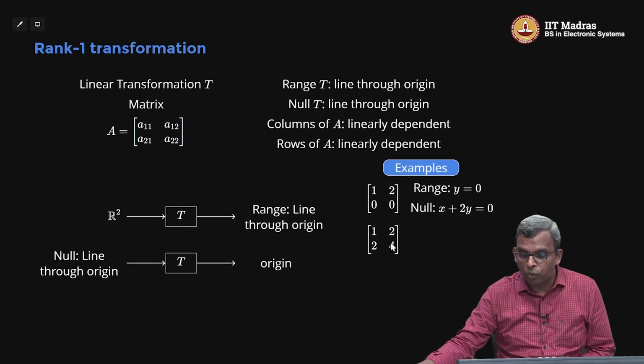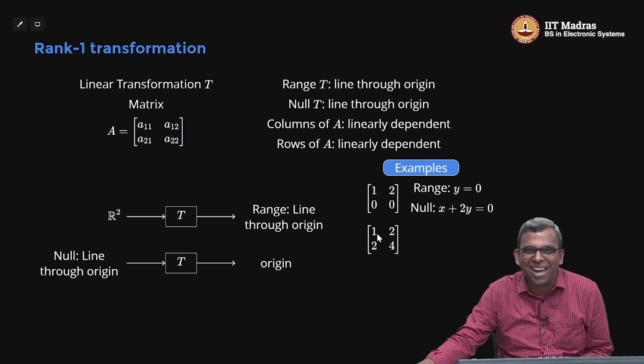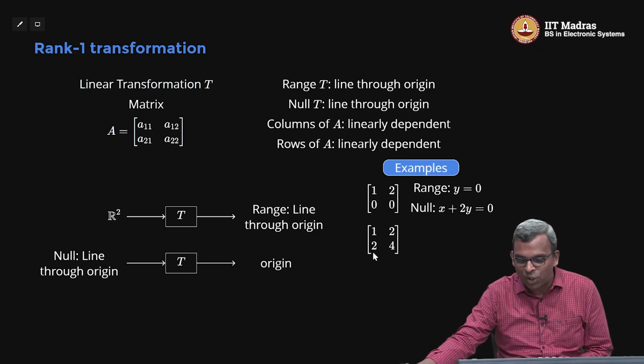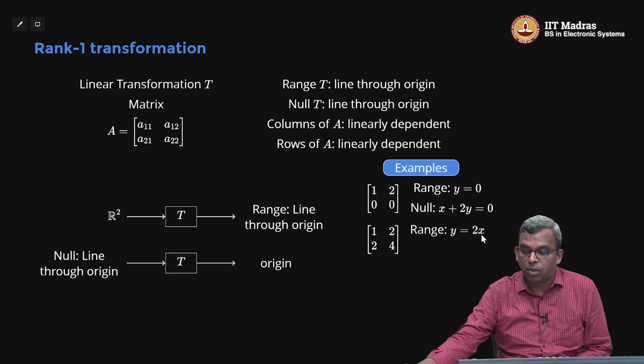Okay, 1 2 2 4. So I'm going to do it sort of in my head now. If you take the first column and eliminate the second column with it, you will do column 2 minus 2 times column 1. So you will end up getting 0 0 here. Okay, so the basis of the range is just 1 2. All multiples of 1 2, and that is the same as the line y equals 2x. Do you see that?